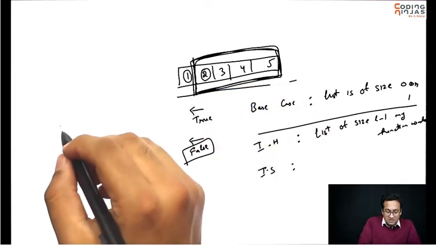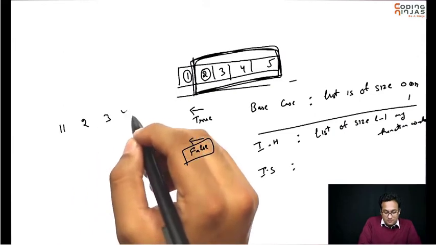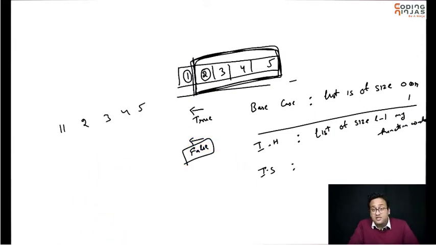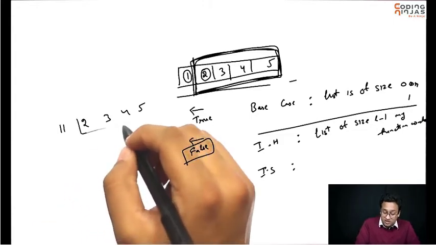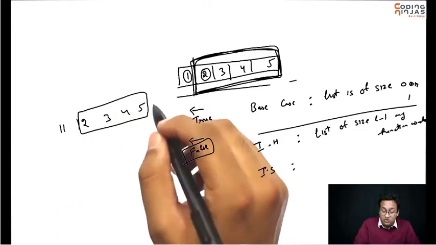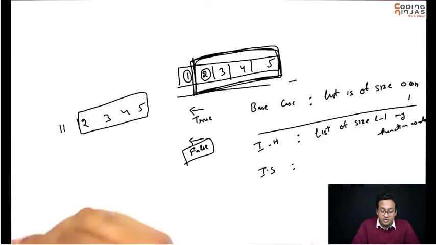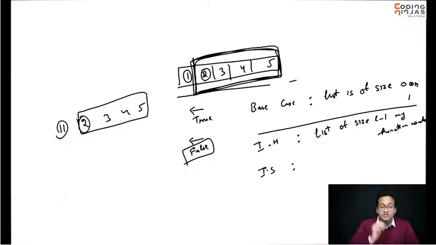For example, let's say this was the list given to me: 11, 2, 3, 4, 5. Now this part, is it sorted? Yes, it is sorted. But is the whole list sorted? It's not sorted because the first element is not smaller than, or equal to, the second element. So it's not sorted. Okay, so that's how we are going to do this.